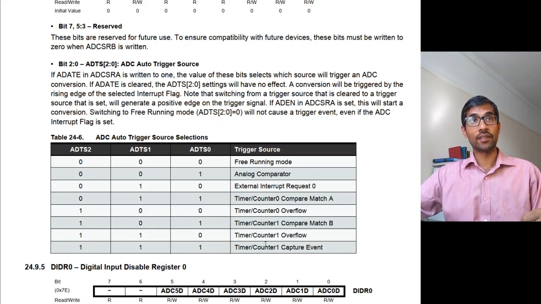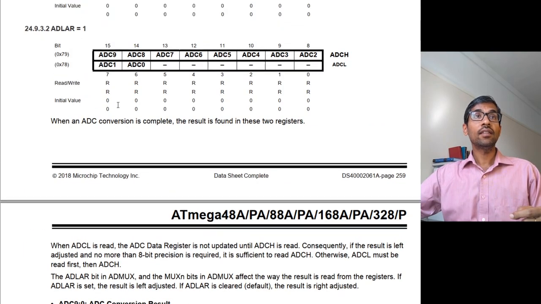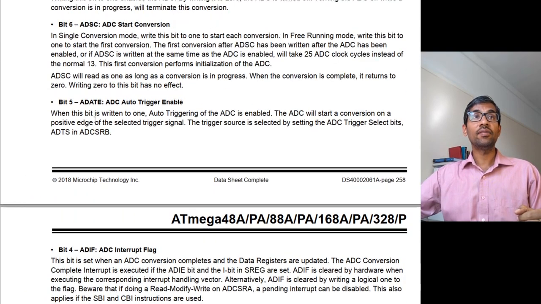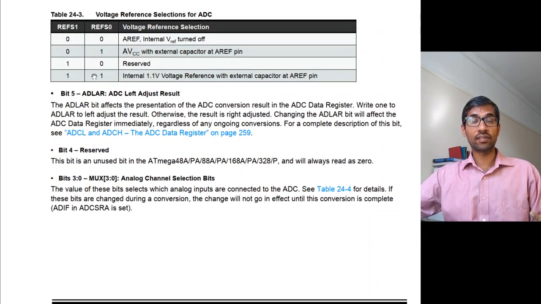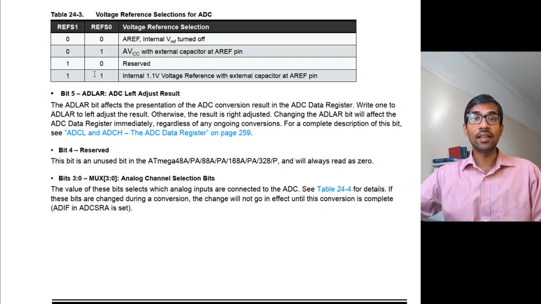Okay, so we have talked about 4 registers: the ADCSRB, the ADCL and ADCH, which is where the data of the ADC is stored, and then we talked about ADCSRA and the ADMUX. So these are the 4 registers that you need to set so that your ADC can operate in the way that you want it to operate. In the next video, we'll look at a practical example and see how this works.